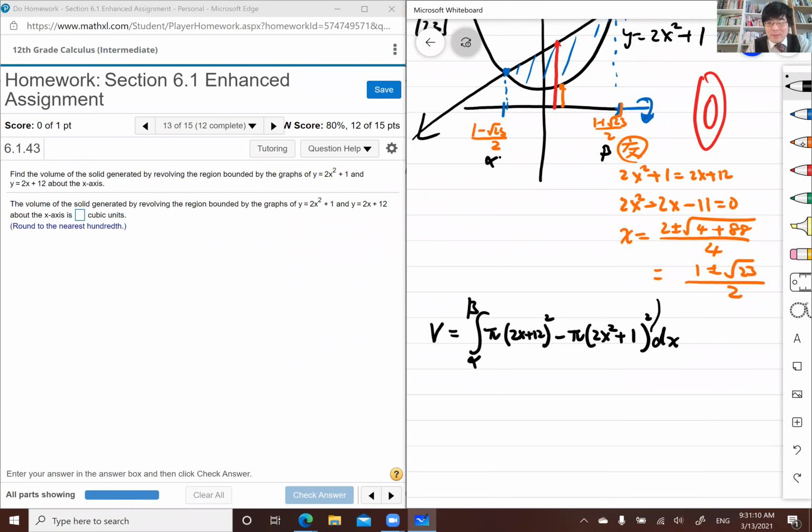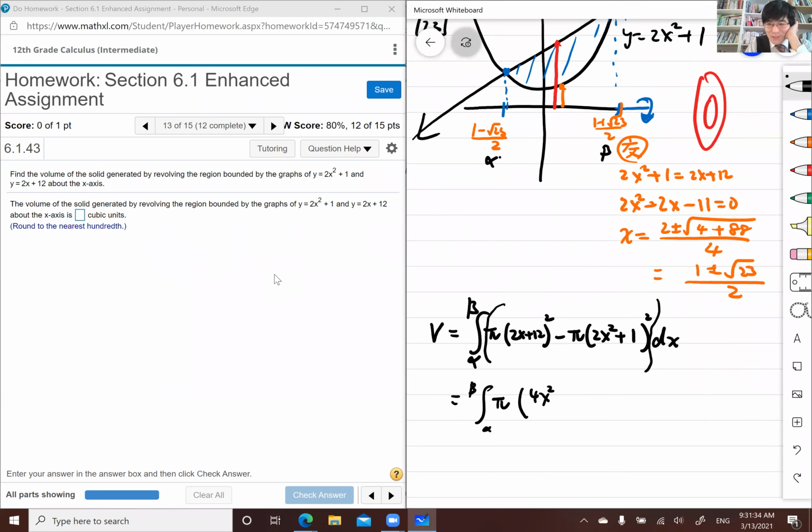Now, this is a very ugly computation. Because the question is asking to round to the nearest hundredths, you might be able to just use a calculator to find the volume of this one. If you do it by hand, that's going to be a bit nasty. It's going to be terrible. So let's expand this one.